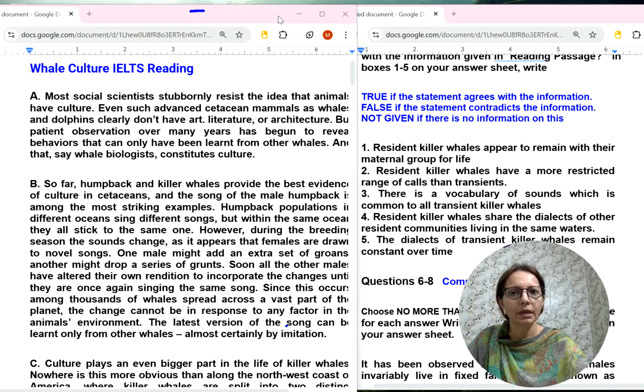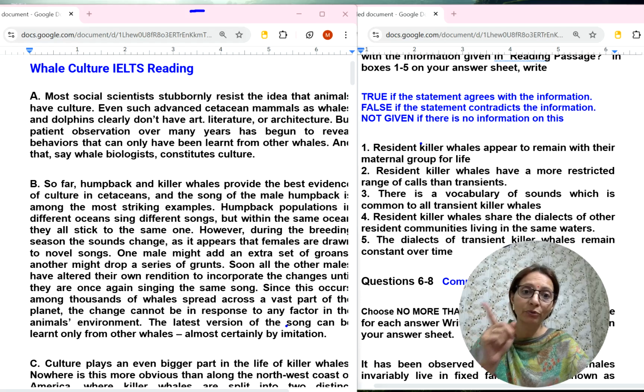How to do true, false, not given is more important, and it's important to understand its strategy. First, I will read the question statement. I will not read all questions in one go; I will read question by question. First I will read question number 1, try to understand its meaning, and underline one or two keywords. Those keywords will take us to the location, and then we will understand the meaning of the question statement as well as the information we get in the paragraph.